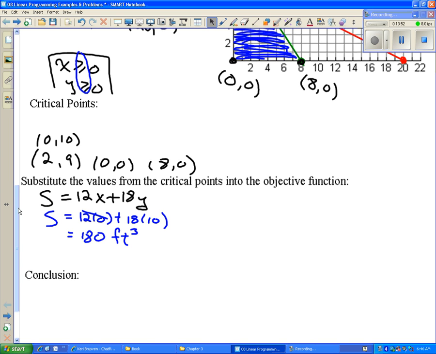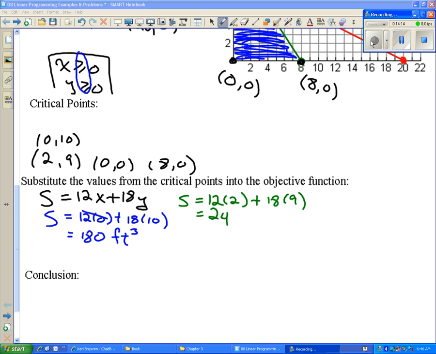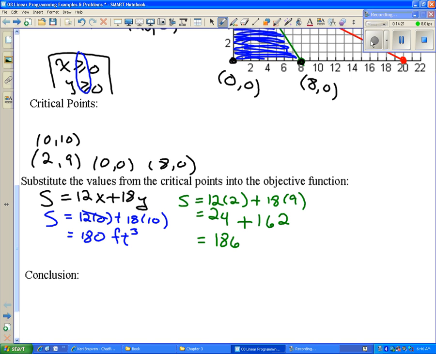Then I need to do my next one. My next one is 2, 9. So S is equal to 12 times 2 plus 18 times 9. 12 times 2 is 24. 18 times 9, I need to grab my handy dandy little calculator. So 18 times 9 is 162. If I add those together, I'm getting 186. Again, this is cubic feet of storage capacity.